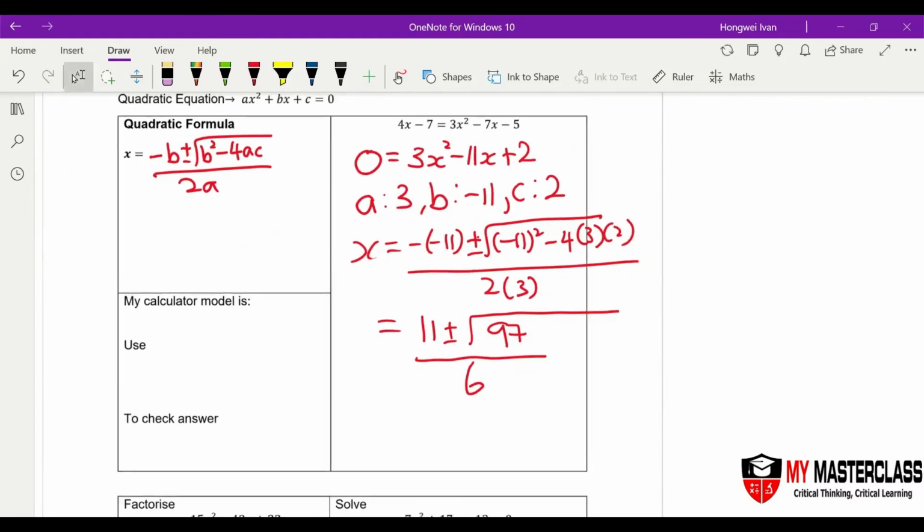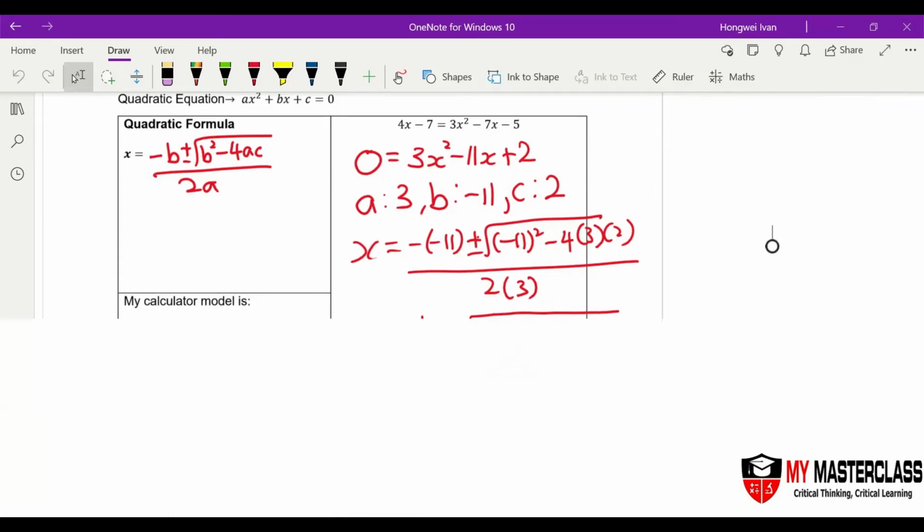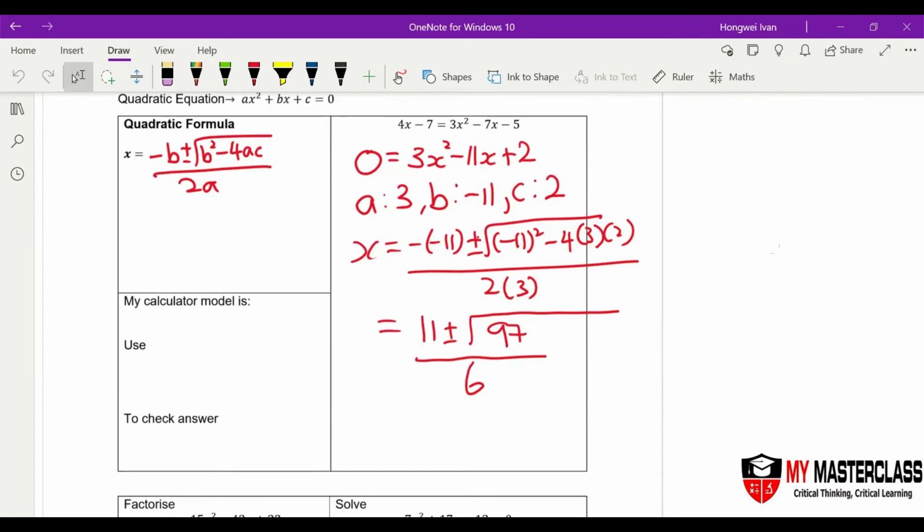You must use your calculator to key in whatever is inside the square root. Do not key the square root into your calculator. Next thing is, do not use your calculator to evaluate this. So now take out your scientific calculator. Okay, take out your calculator.